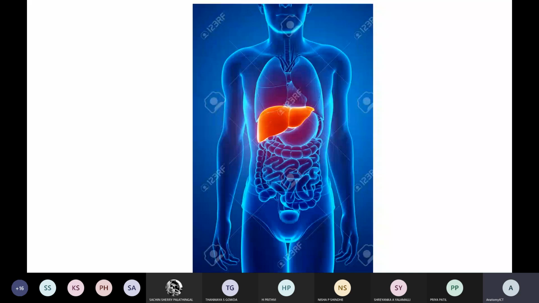The approximate weight of the liver: some standard books mention that in males the liver weighs around 1500 to 1800 grams, and some books mention 1500 to 2000 grams. Approximately it is 1500 to 1600 grams on average in an adult male, right? When you measure it in total, we usually say that it comprises 2.5% of the total body weight.